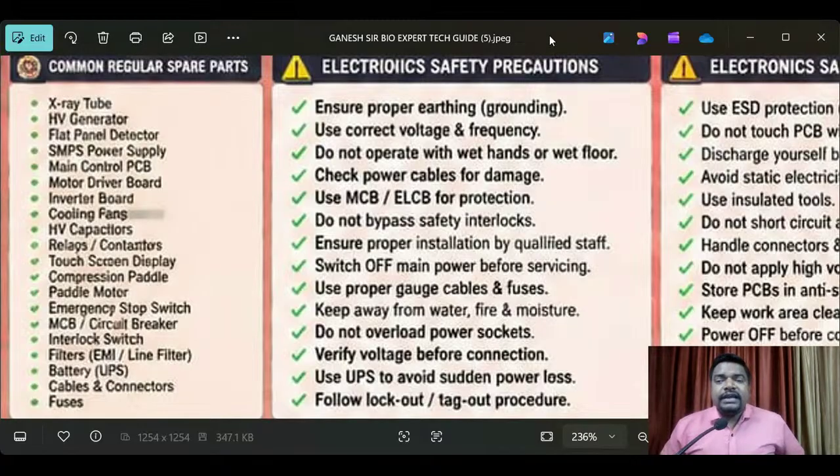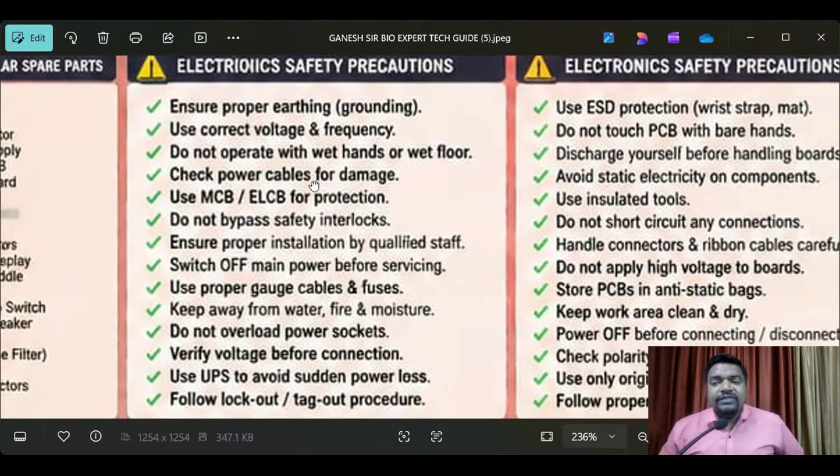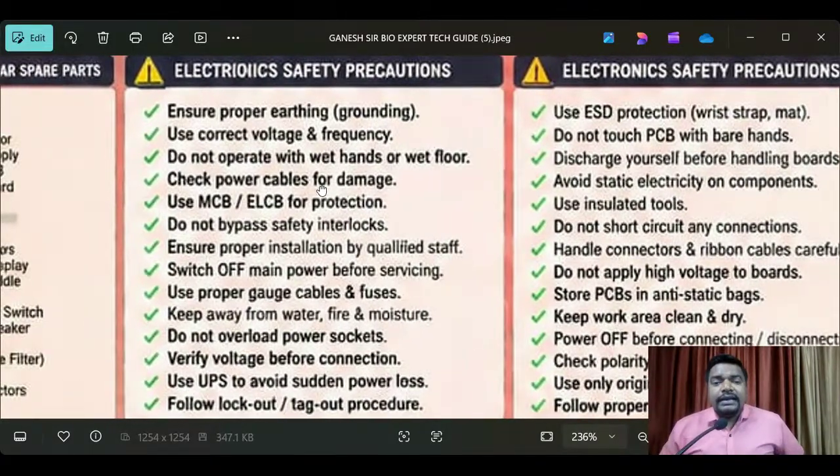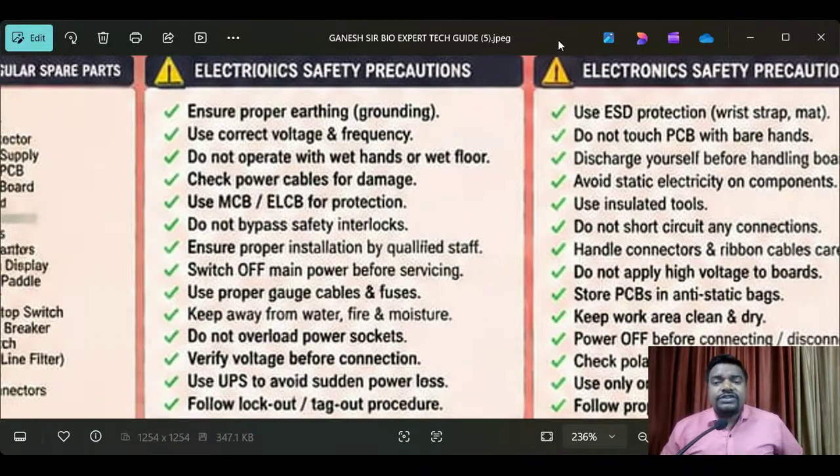Now electricals here, electronics here. I'm going to tell you the electrical safety precautions. These are very important. See here, I'm going to show you. First of all, ensure power earthing, grounding. Okay.